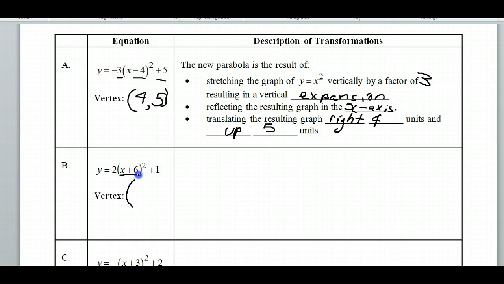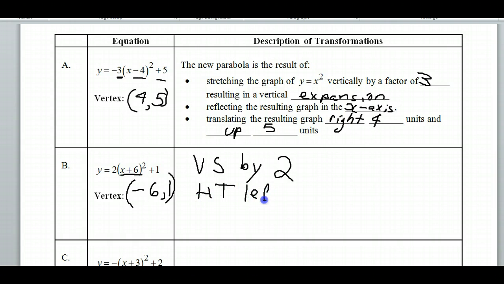This transformation, x plus 6, says go to the left 6 units, putting the vertex at -6, and go up 1 unit, so the vertex is at (-6, 1). So the new parabola, and I'm just going to abbreviate this, it's a vertical stretch by a factor of 2. There is a horizontal translation, left 6, and there is a vertical translation, up 1.